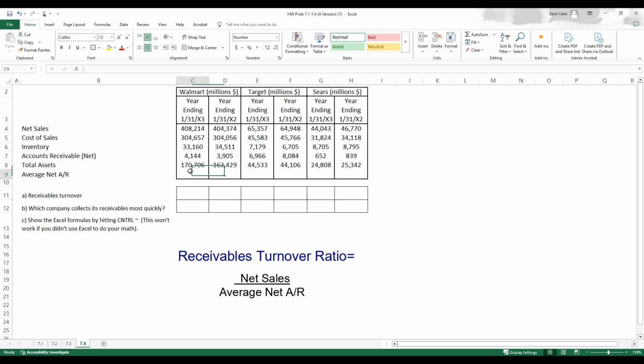Okay. So now let's calculate our average AR, so net AR. I'm going to do a formula with the equal sign and a parentheses. To get our average, we're going to take current plus last year and then divide by 2. And I'm going to just do this across. So again, current plus last year, 2 things, divided by 2, that gives you the average. And again, you can see down here, to calculate, we need net sales divided by average net AR.